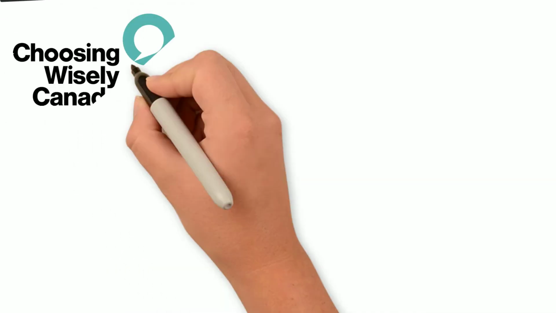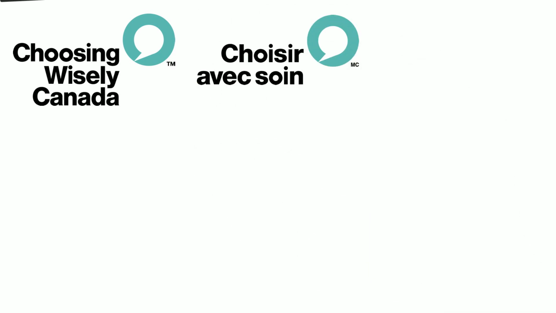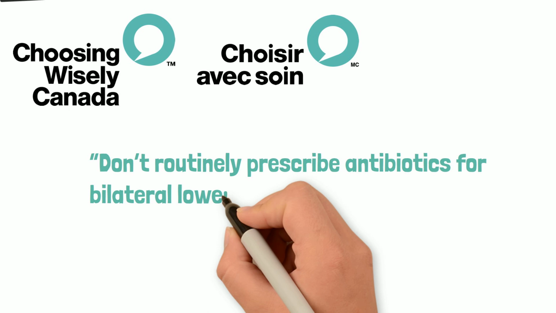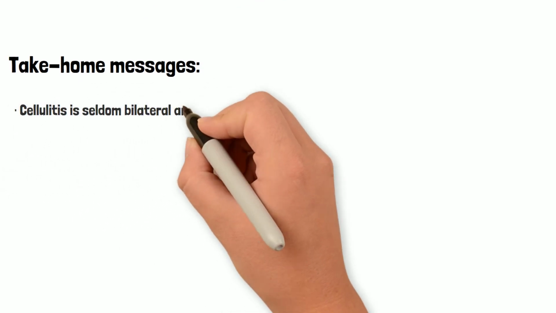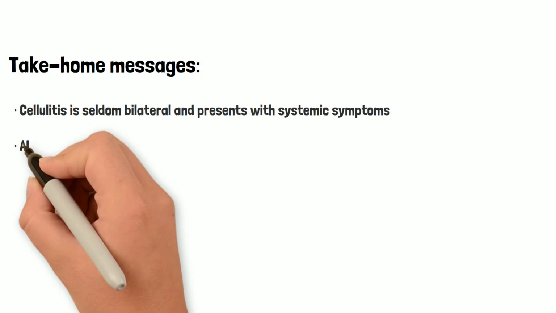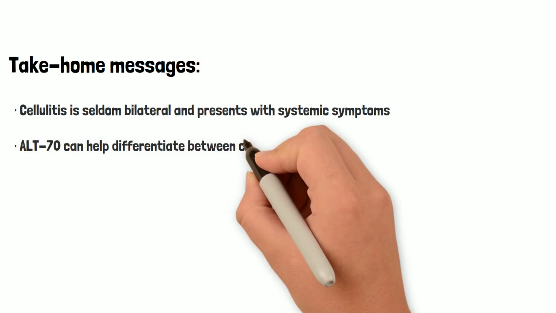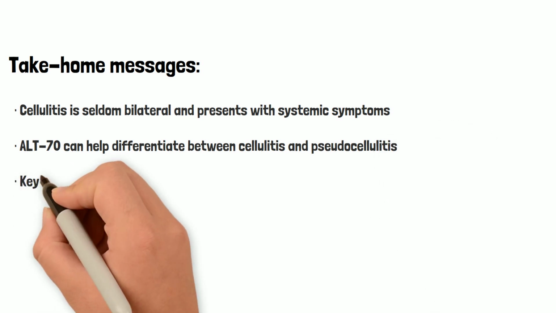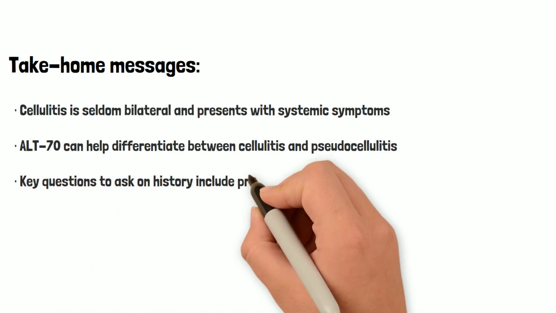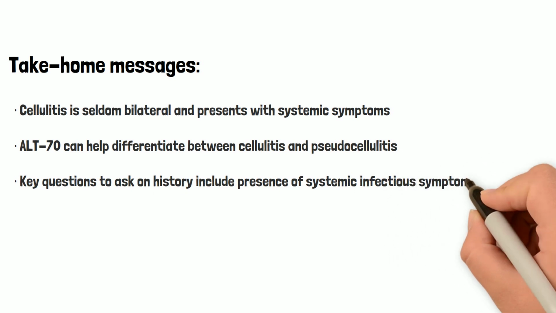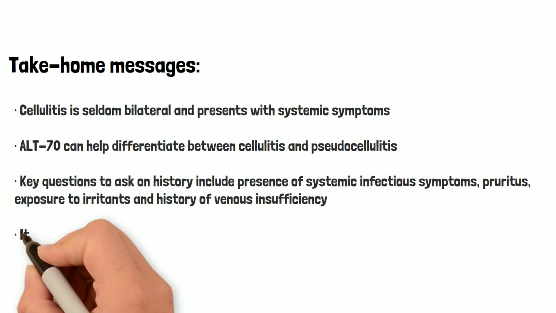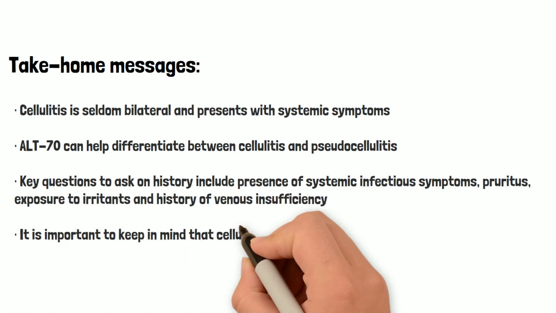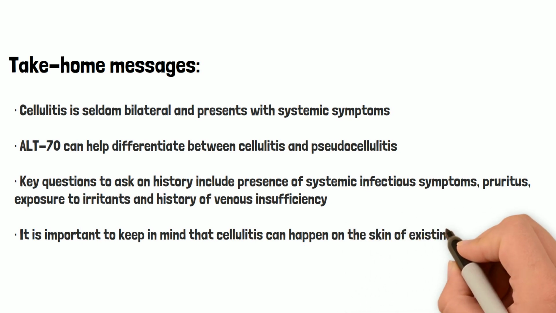From this video, we hope you understand the CWC's recommendation of don't routinely prescribe antibiotics for bilateral lower leg redness and swelling. These are the take-home messages of the video. 1. Cellulitis is seldom bilateral and presents with systemic symptoms. 2. ALT70 can help differentiate between cellulitis and pseudocellulitis. 3. Key questions to ask on history include presence of systemic infectious symptoms, pruritus, exposure to irritants, and history of venous insufficiency. Lastly, it is important to keep in mind that cellulitis can happen on the skin of existing pseudocellulitis.